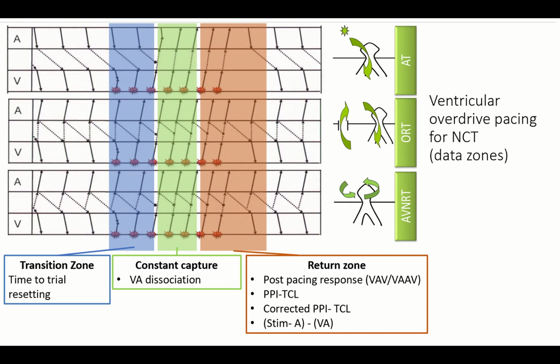So what can we assess during AVRT? If we have a case of accessory pathway mediated tachycardia, and the tachycardia is ongoing, we start ventricular overdrive pacing. In the return zone, we can assess the post-pacing response, the post-pacing interval, the corrected post-pacing interval minus tachycardia cycle length, stem to A minus VA, and the atrial resetting, is it early or late?